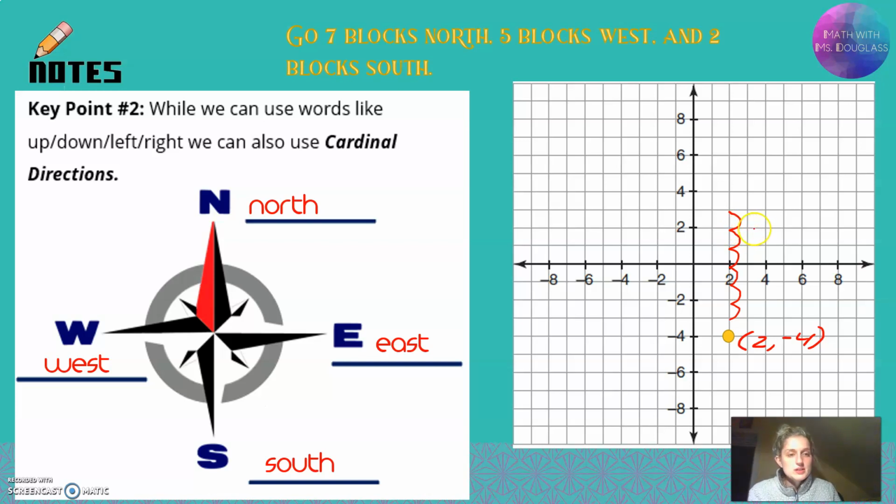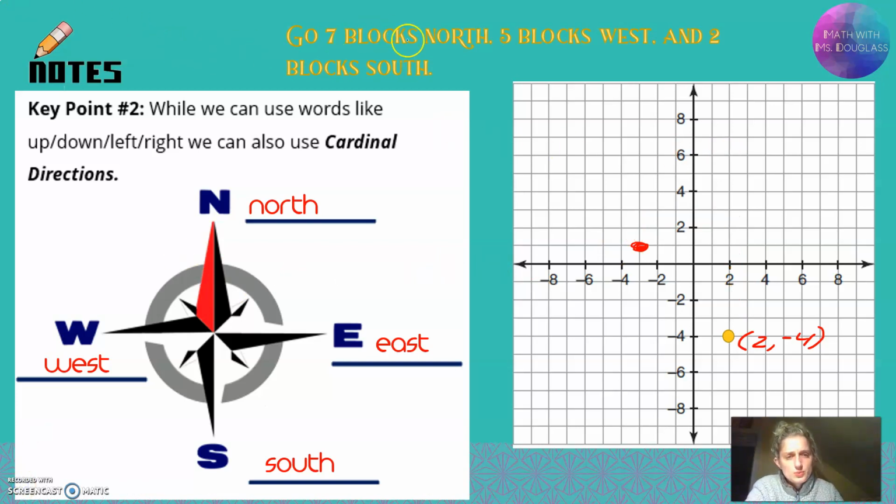I'm just going to keep counting them one by one. 5 blocks west is going 5 to the left. 1, 2, 3, 4, 5. And 2 blocks south. 1, 2. You'd put a dot at your final destination. And honestly, if you're actually drawing this out, you'd probably want to erase all of your 1, 2, 3, 4 lines. So let me be good and erase mine.